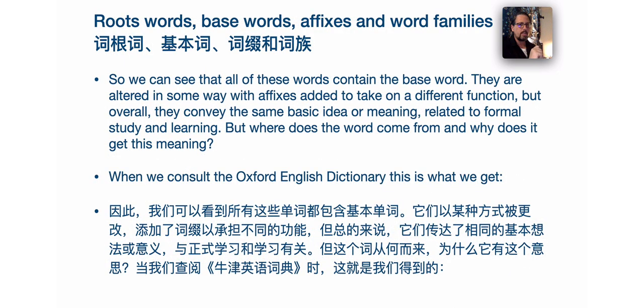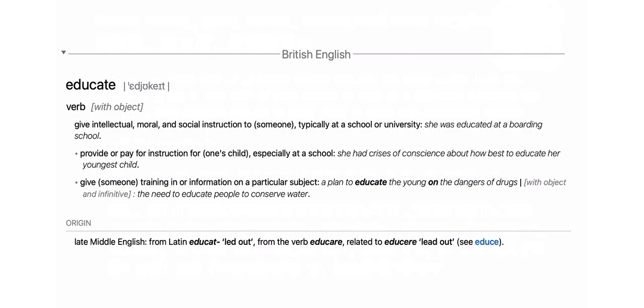So we can see that all of these words contain the base word. They are altered in some way with affixes added to take on a different function, but overall they convey the same basic idea or meaning related to the formal study of and learning. But where does this word education actually come from, and why does it get this meaning? For that, we should consult the Oxford English Dictionary. This is what we get.